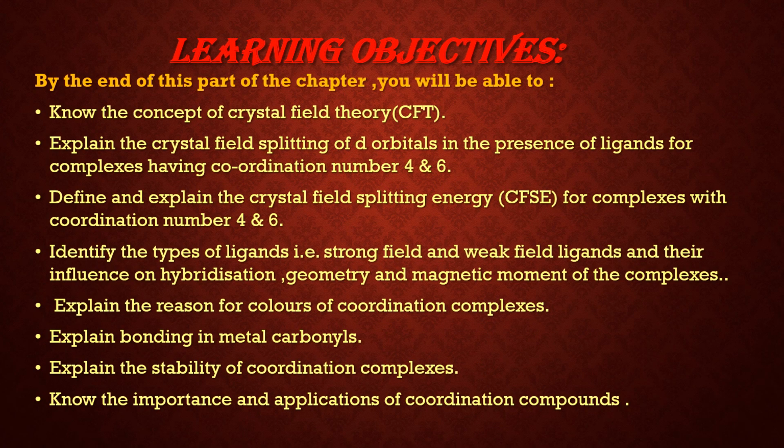Learning objectives of this part are that after this part of the chapter, students will be able to know the concept of crystal field theory, that is CFT, and explain the crystal field splitting of d orbitals in the presence of ligands for complexes having coordination number 4 and 6. They will be able to define and explain the crystal field splitting energy, that is CFSE, for complexes having coordination number 4 and 6. You will be able to identify the types of ligands, that is strong field ligands and weak field ligands, and their influence on the hybridization, geometry and magnetic moment of the complexes.